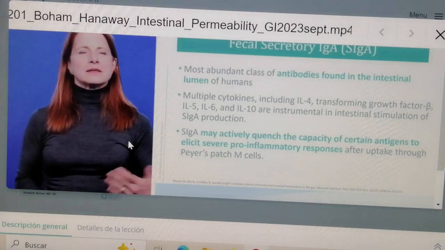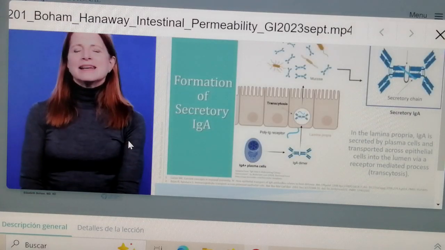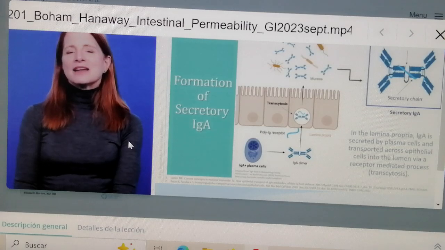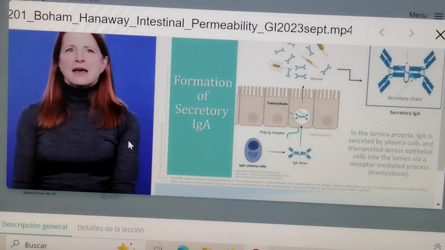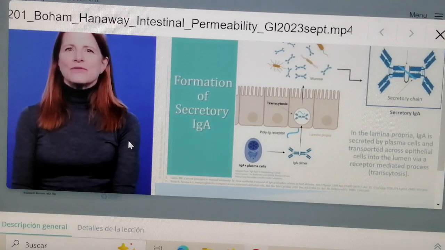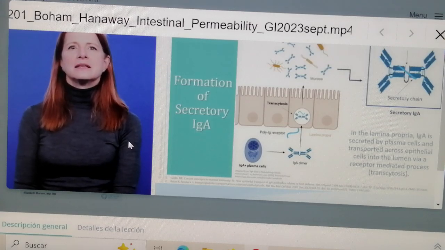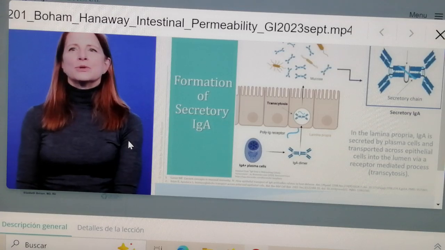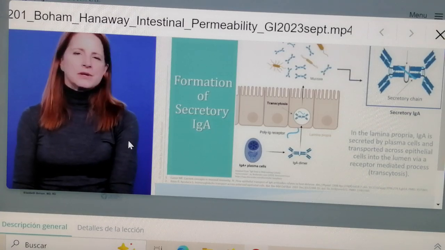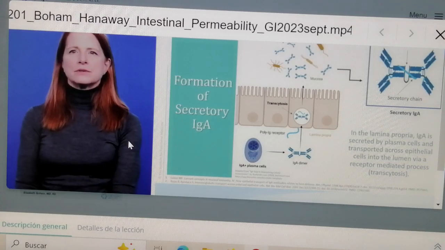And so, we want to have a good amount of secretory IgA, but we don't want too much, right? Too little is maybe not a good thing, but too much is not a good thing either. And you can see here that it's that blue X that I've shown you many times that is produced in the lamina propria and goes through the cell and into the intestinal lumen to help fight off bugs that shouldn't be coming in or food particles.